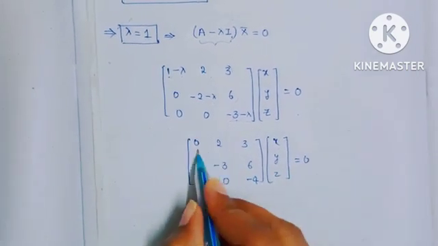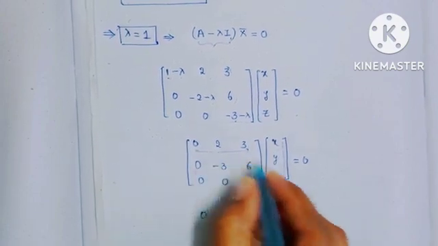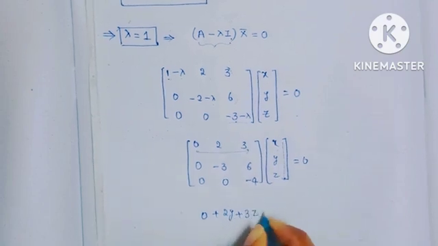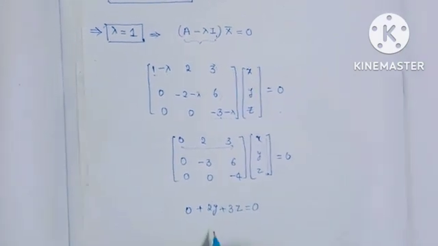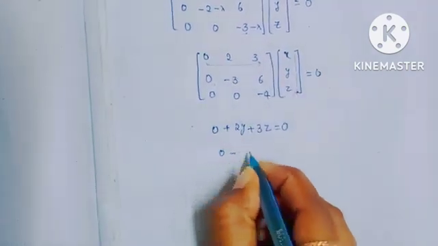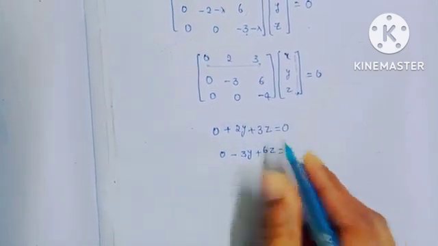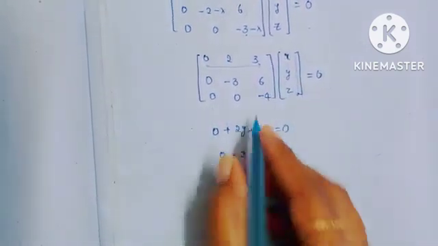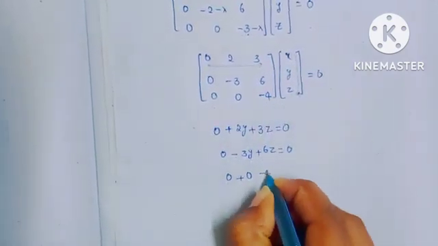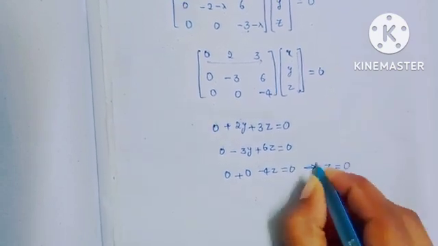From here we can write that 2x into 0, 0, plus 2y plus 3z, which is equal to 0. This is the one equation we got. And also here 0 into x, 0, minus 3y plus 6z, which is equal to 0, and 0 into x, 0 into y, and minus 4z equal to 0. So from this equation we got z equal to 0.